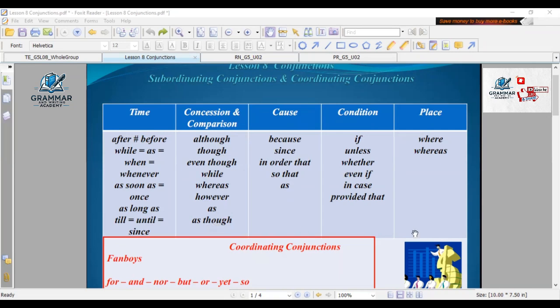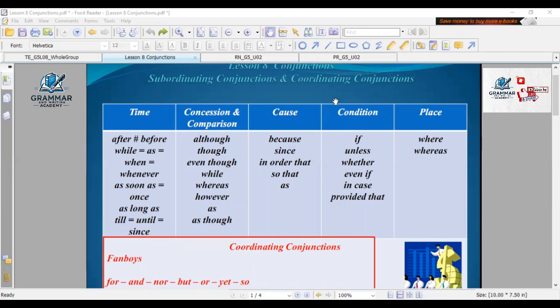I'll move to Muhammad. Muhammad, can you hear me? I need you to help me read the cause, the condition, and place. Start with the cause, please. Cause: because, since, in order that, so that, as. So these kinds of conjunctions refer to a cause. Something happened because of another thing.